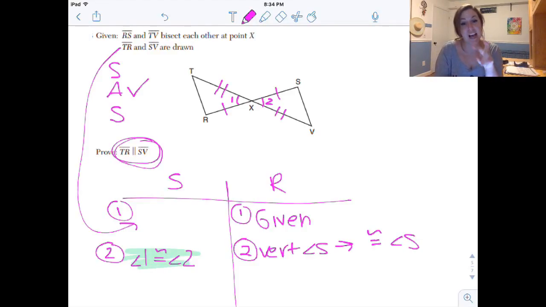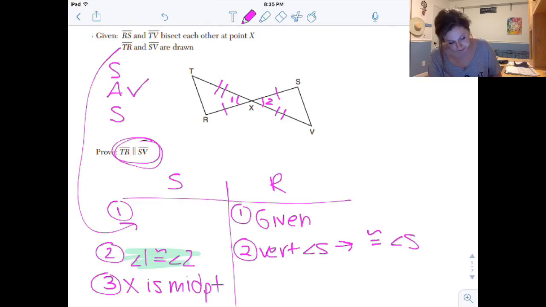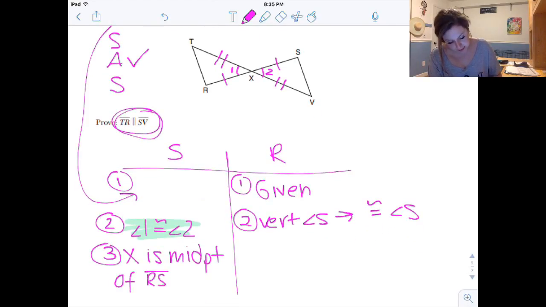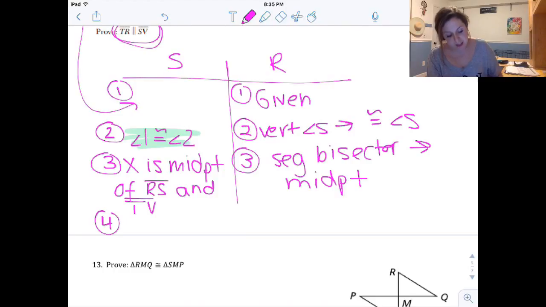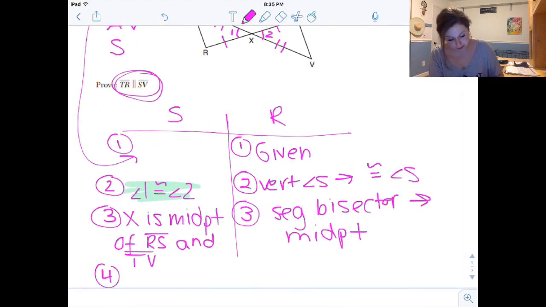Now, I need the 2 sides, and I got that from the fact that there was a bisection. But remember, a segment bisector gives me a midpoint. So, step 3, I'm going to say X is the midpoint of RS and TV. And the reason I know that is segment bisector. Remember, don't just say bisector. Tell me what type. Implies midpoint. Once I have that, again, still not a congruent statement, now I can say that those pieces must be congruent. So TX is congruent to VX.